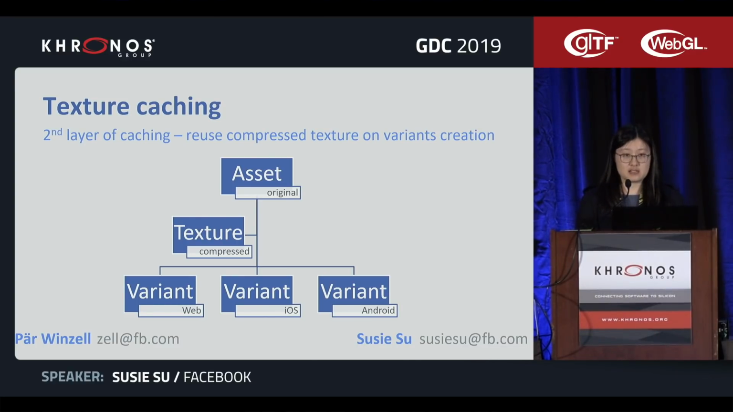This is especially useful when we roll out a new configuration feature for a variant. At that time, we have to regenerate all the variants, and this will not be done all from scratch because we have the texture cached.